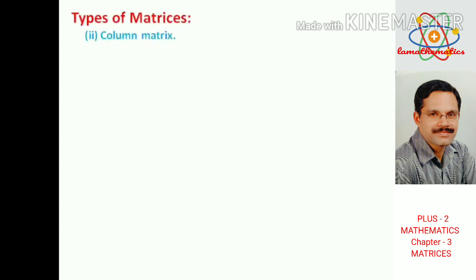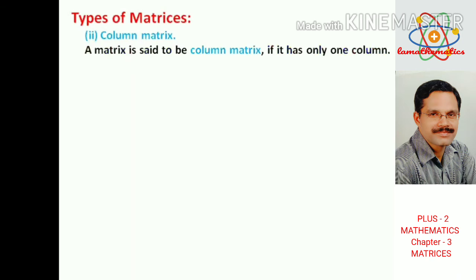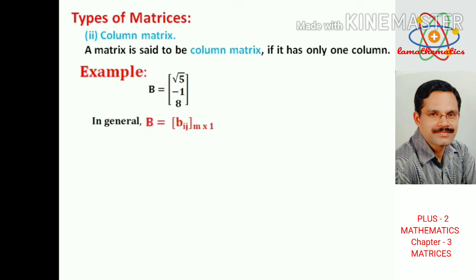Then second, column matrix. A matrix is said to be a column matrix if it has only one column. ഒരേ ഒരു കോളം മാത്രമേ ഉള്ളൂ എങ്കിൽ അത്തരം മാട്രിക്സ് കോളം മാട്രിക്സ്. ക്യാപിറ്റൽ ബി √5, -1, 8. ഇതിൽ 3 റോയും ഒരു കോളവുമാണ് ഉള്ളത്. ഇൻ ജനറൽ ക്യാപിറ്റൽ ബി ഈക്വൽ ടു ബി ഐ ജെ, എം ബൈ 1, is a column matrix of order m by 1.